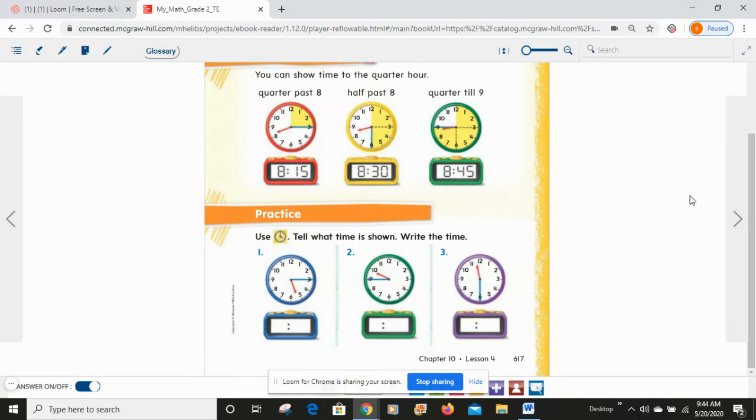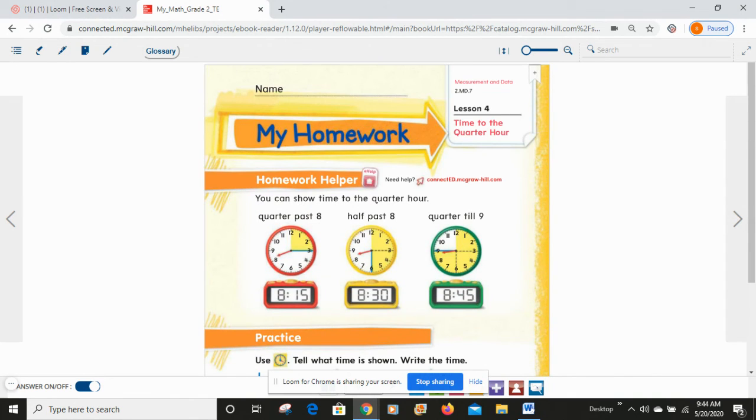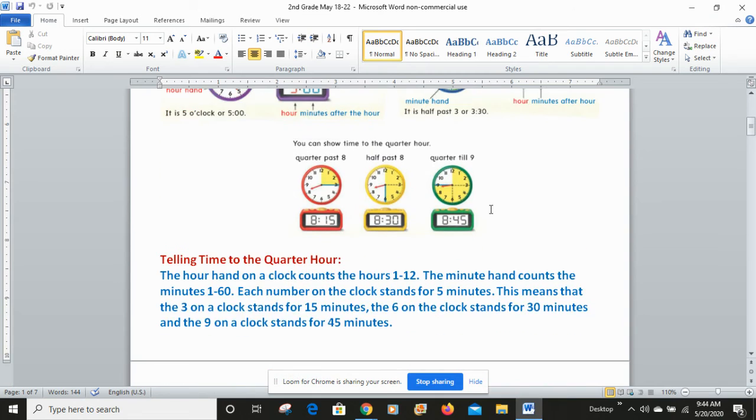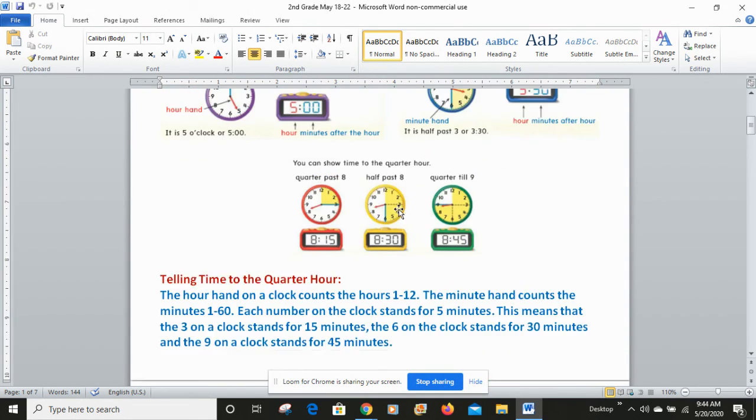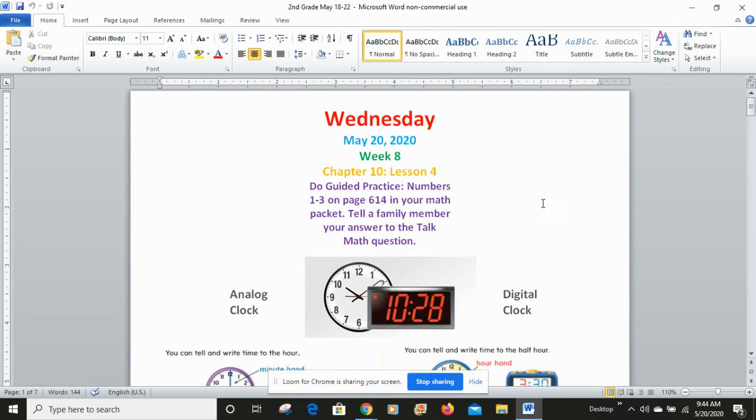5:15, 9:45, and 11:30. So use the strategies that I showed you of thinking of those clocks being divided up into 4 different regions. And each region is a quarter. So this is a quarter, a half, 3/4, and back up to the top. And each one of the marks, the hour hands can count for the hours, or it counts for 5 minutes. So use those strategies to help do your guided practice today.